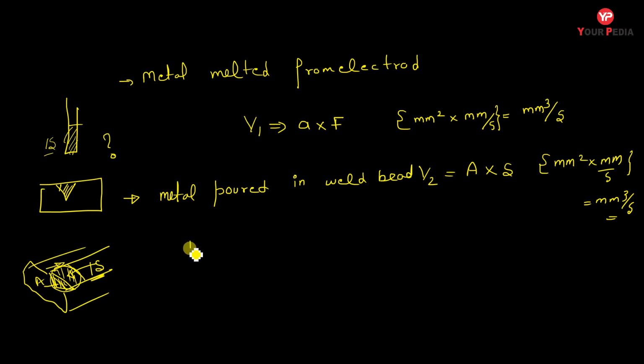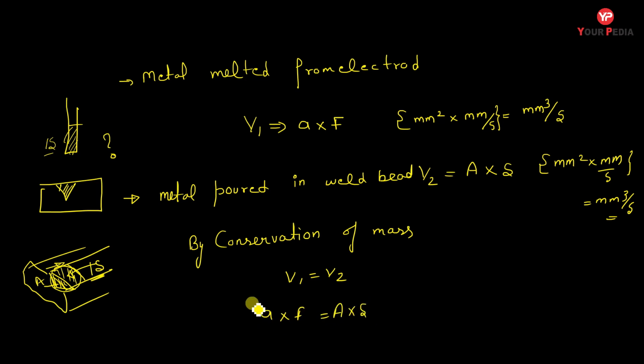So by conservation of mass, V1 equal to V2, or small a into feed rate equal to capital A into speed of welding. So this is another relation that we can use to solve the numericals.